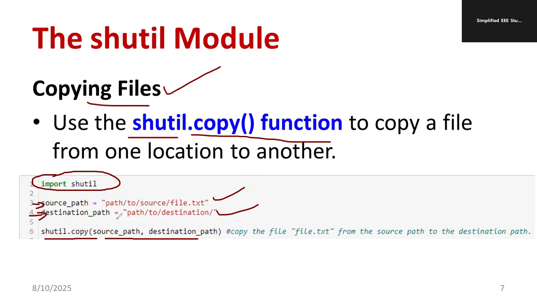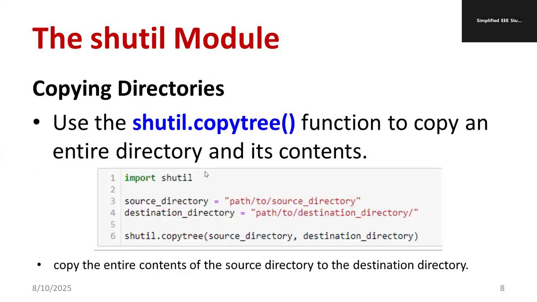If you pass these arguments, what is going to happen? It copies the file, namely file.txt, from the source path to the destination path. That is exactly what happens in the case of copying a file. So here we use the shutil.copy function. Here you have to pass the arguments, and the copying operation will be done by the shutil module using the shutil.copy function.